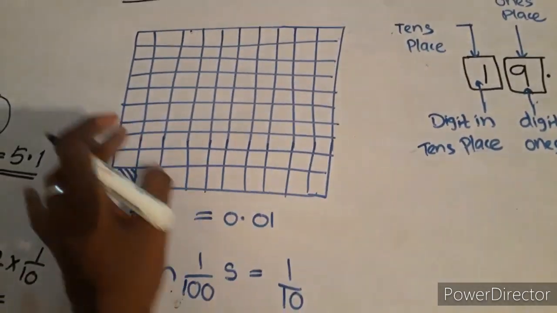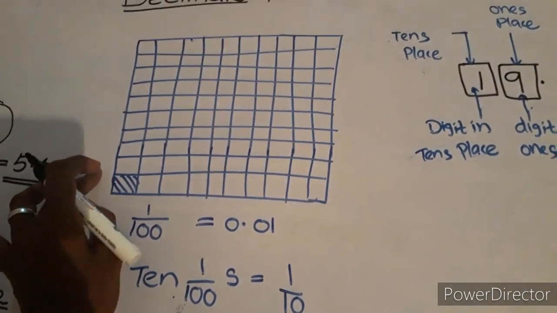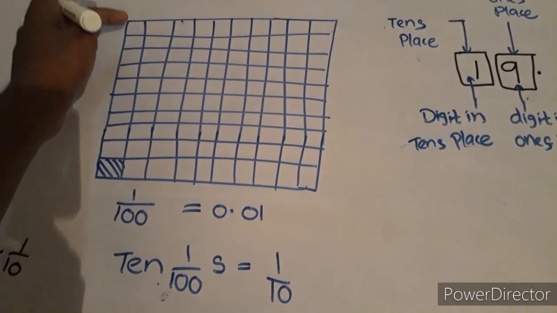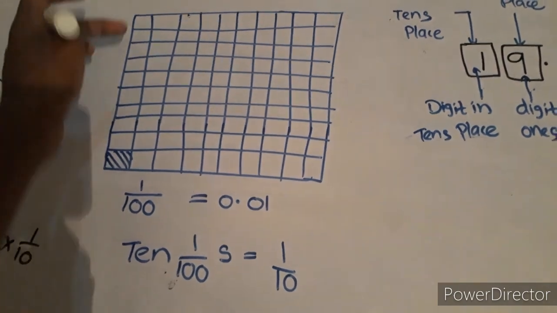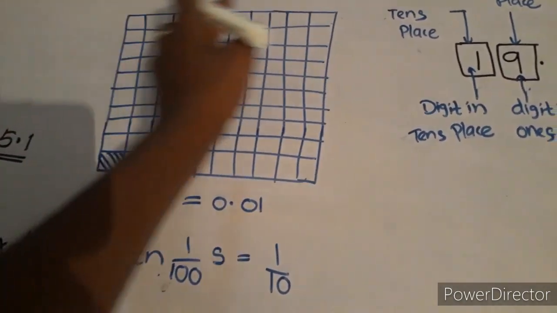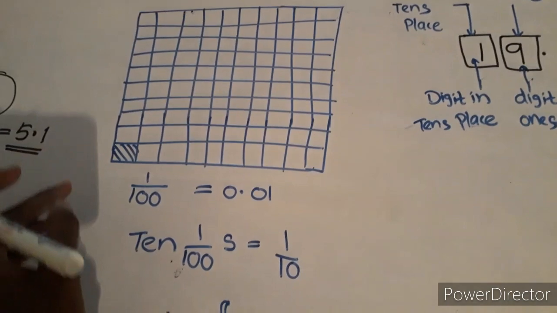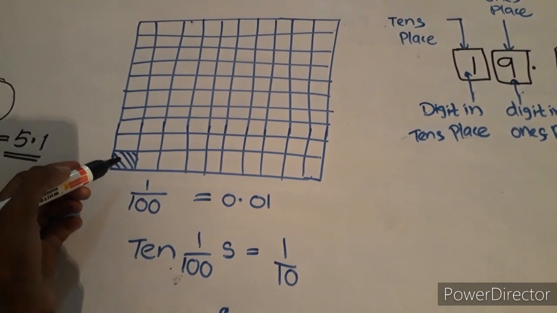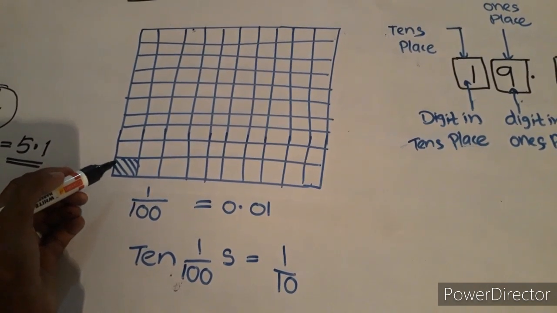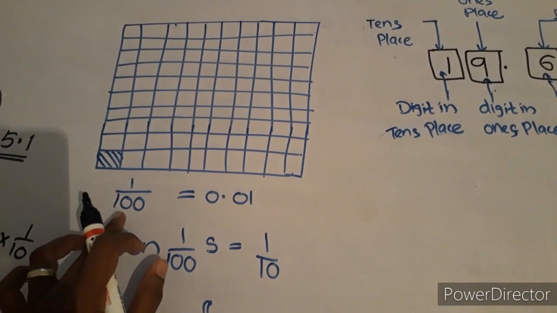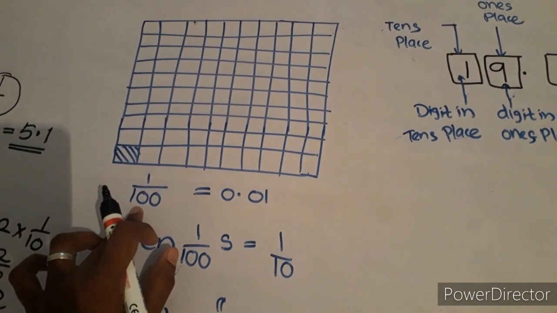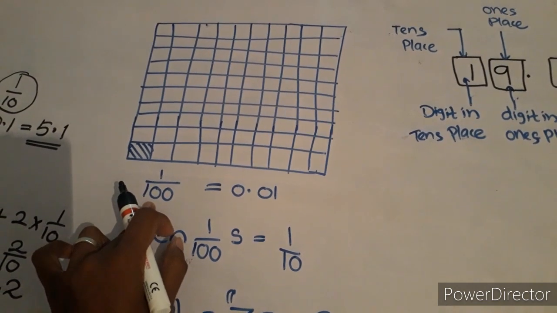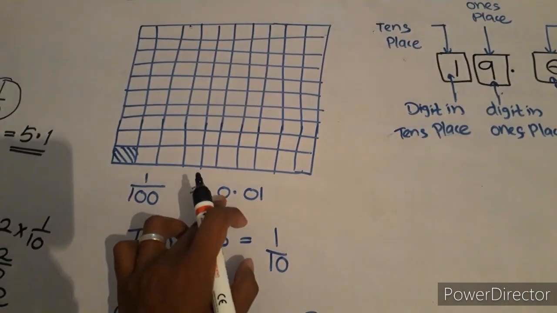This square is divided into 100 parts. One column has 10 squares, so in the whole there are 100 parts. It's shown one part is colored. So we can write it as 1/100. So if we convert this into a decimal, we can write it like this.